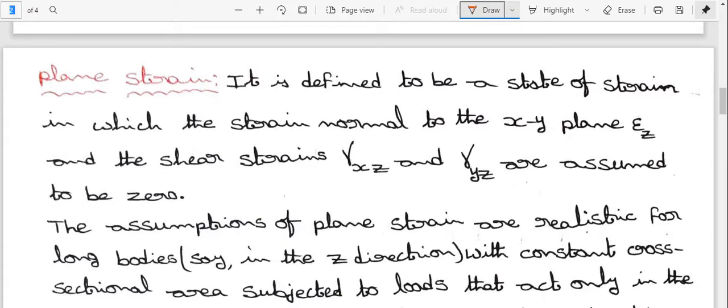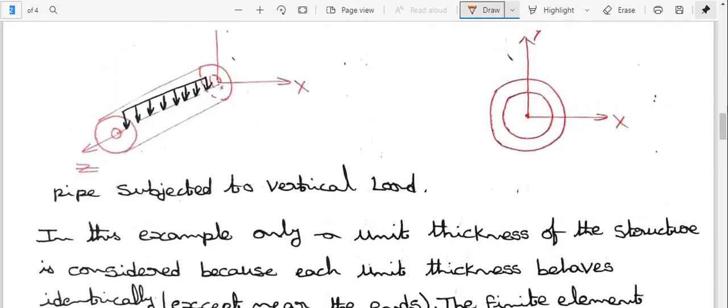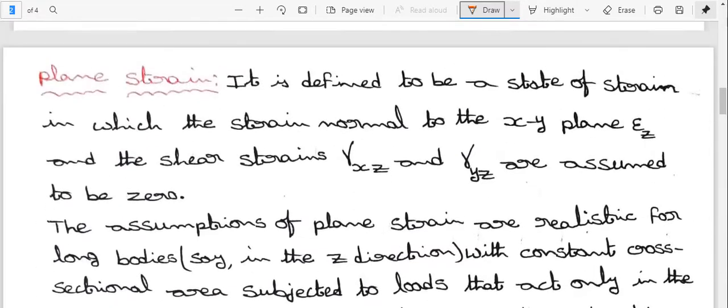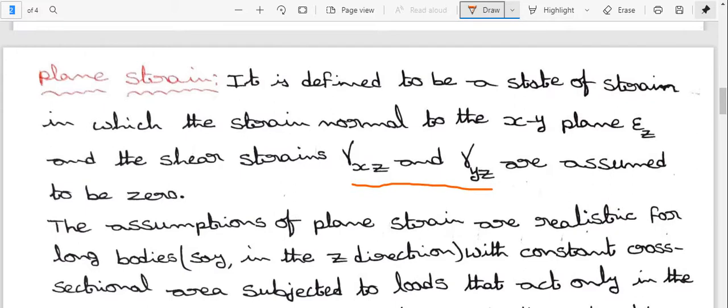And coming to plane strain, in plane strain the shape changes of a material happen on a single plane only. Its deformation in a particular direction is constrained. What is plane strain? It is defined to be a state of strain in which the strain normal to the xy plane, epsilon z, and the shear strains gamma xz and gamma yz are assumed to be 0.